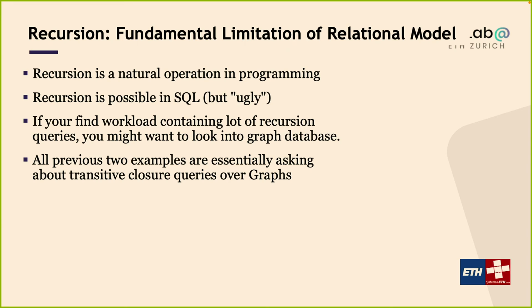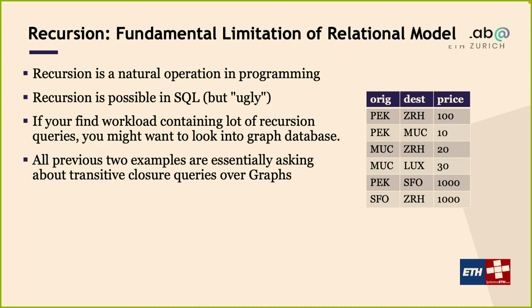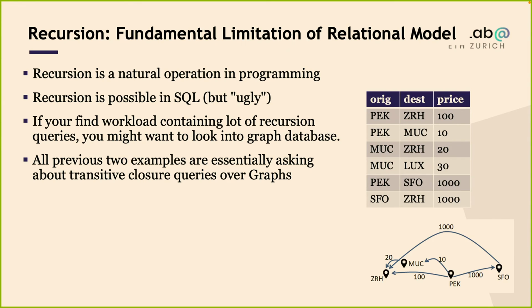If you look at all the previous examples, let's think about why it is so ugly. Whenever we are writing these recursive queries, what are we trying to do? We are essentially trying to compute a transitive closure of a graph. Take this flight relation. It corresponds to this graph. The query I'm trying to ask is pretty much the transitive closure over this graph.